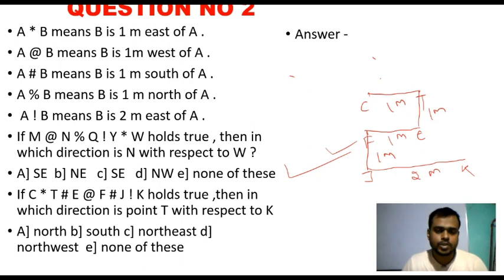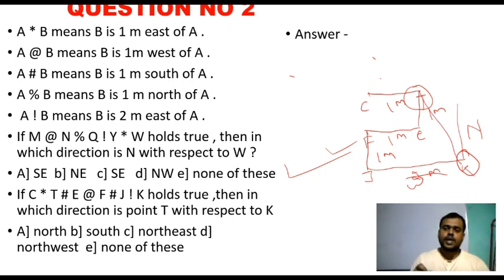In which direction is T with respect to K? Now K is here and T is here. With respect to K, where is T? This part is north and this part is west, and if you connect T to K, it lies exactly between north and west. That means northwest. So the answer is northwest, option number D.